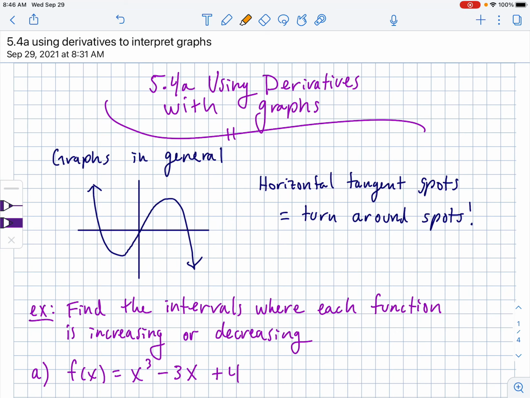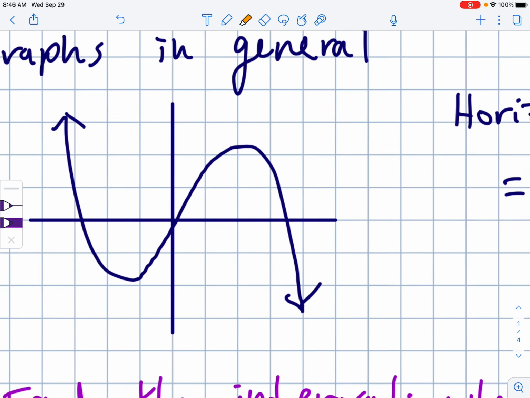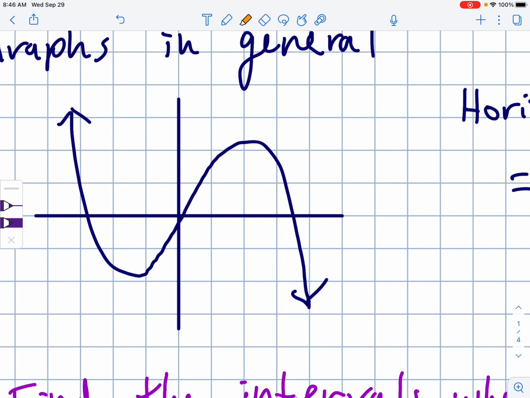So the first thing I want to talk about is just graphs in general. Without graphing things on calculators, we can use derivatives to tell us certain things about the graph. For instance, if you plug an x value into the derivative in this zone of the graph, you will get negative numbers. That's because there are negative tangents going downhill. But then at this point right here, you will get a horizontal tangent, which has a slope of 0.